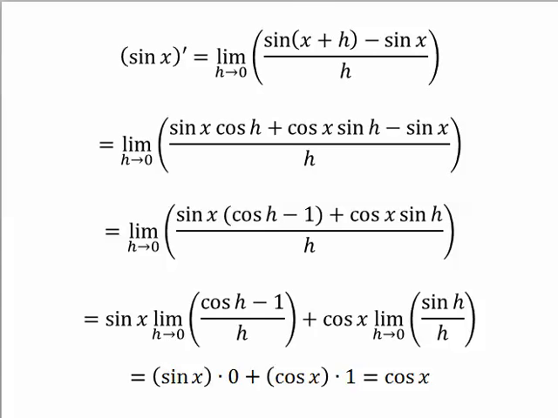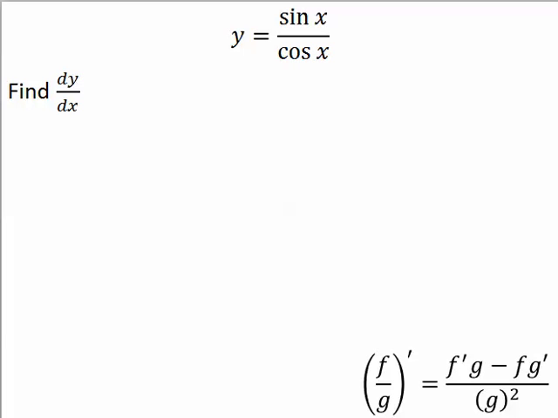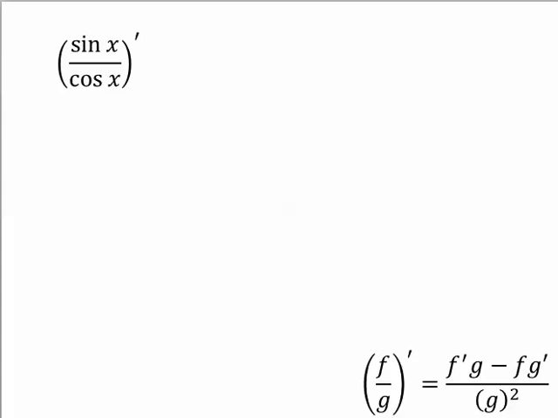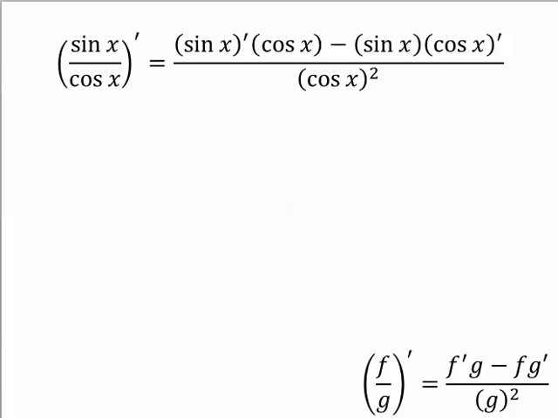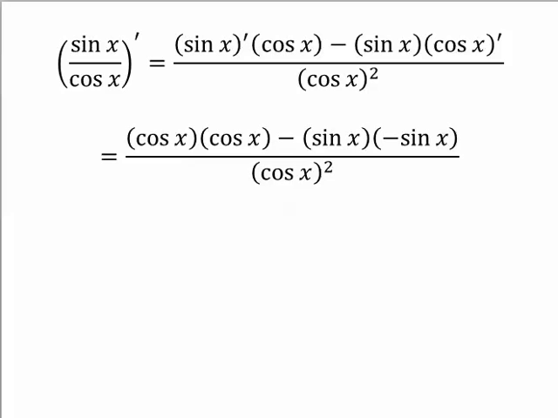So let's do that. Let's find the derivative of sine over cosine. Well, sine over cosine is a quotient, so I need to set up the quotient rule. Quotient rule: derivative of the first times the second minus the first times the derivative of the second, all over the second squared. Now you have to remember what's the derivative of sine and what's the derivative of cosine. When I take the derivatives, this is what I get.